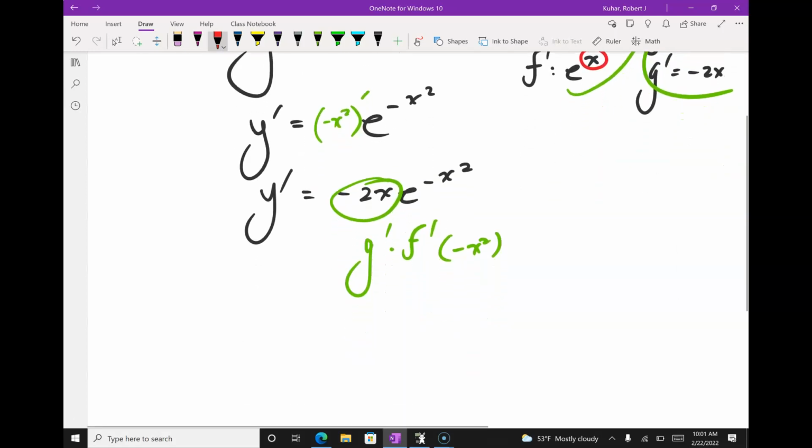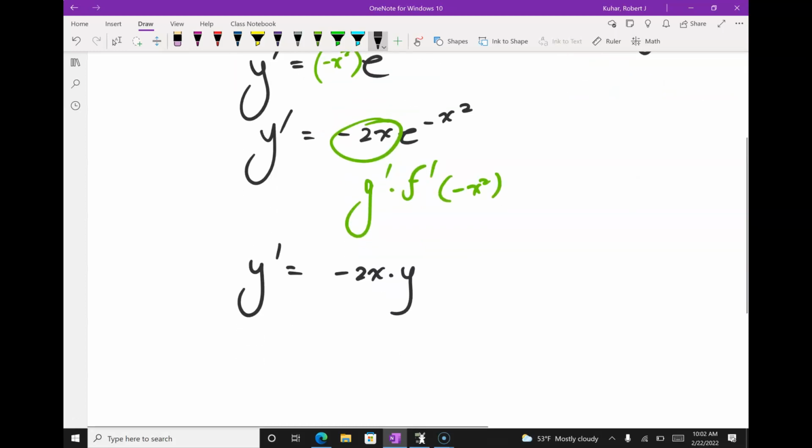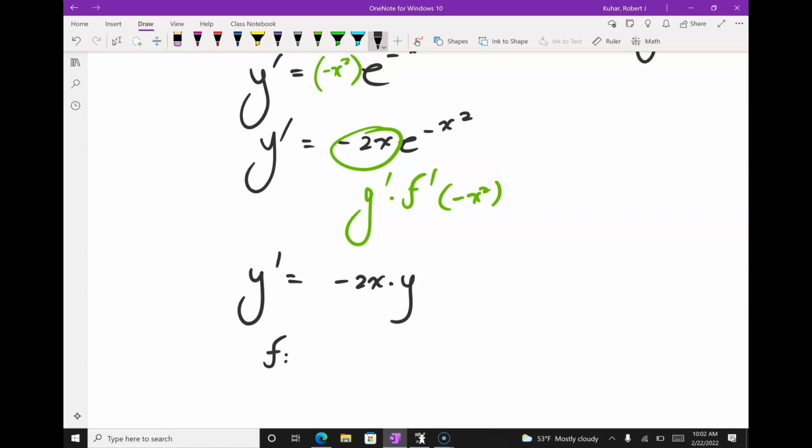I want a second derivative, right? You with me? But I can see here that y prime is negative 2x times y. So I'm going to do a product rule here, right? My first function is negative 2x, the derivative is negative 2. The second function is y, which I know is on my page, and I know that derivative as well. That's y prime, also on my page.